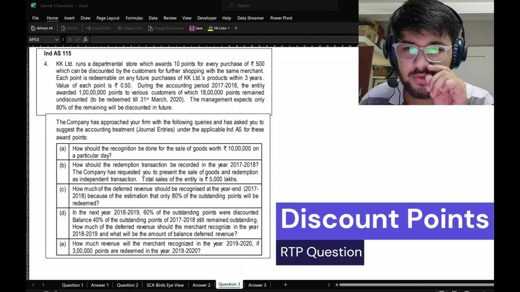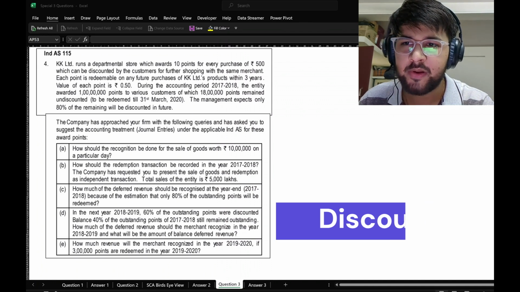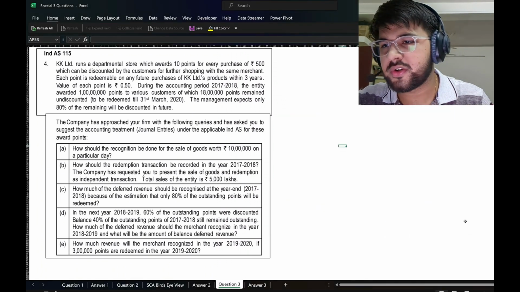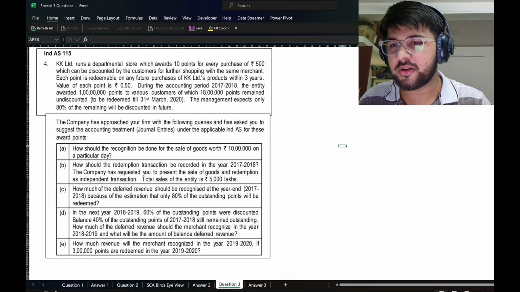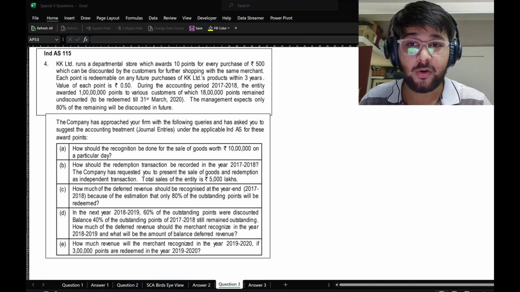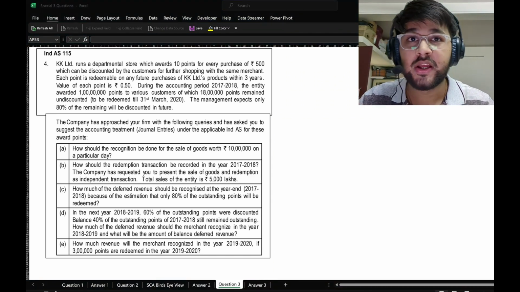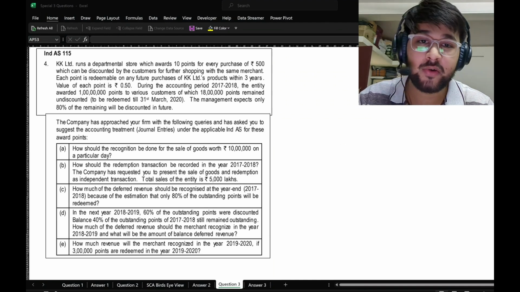RTP of CA final, if I'm not wrong. This is from RTP. So the question goes like this. KK Limited runs a departmental store which awards 10 points on purchase of every 500 rupees. So if you're purchasing for 500 rupees, you would be awarded 10 points.